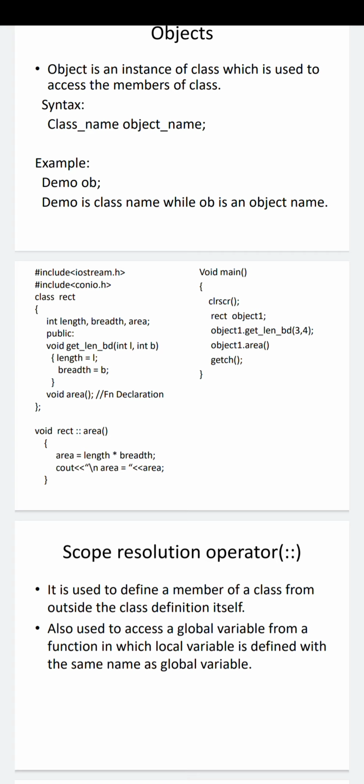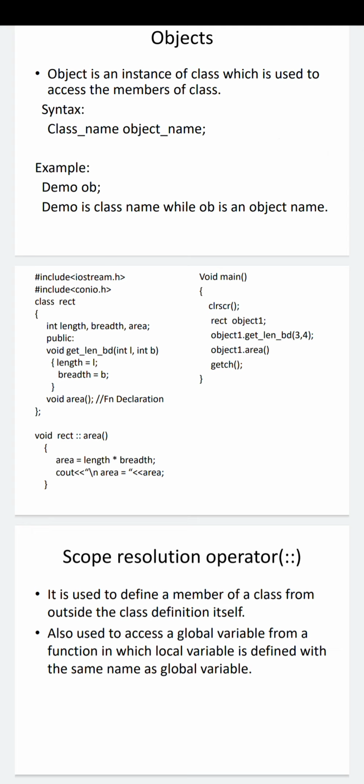So we can access these two functions with the help of this object by using the syntax object name and dot operator. So here we have written object1 dot, and then the function name get length breadth. In brackets we have passed two arguments, 3 and 4. So this 3 will be assigned to the variable L and 4 will be assigned to the variable B. Now this L and B we have assigned to the length and breadth, which are the class variables. So length is now 3 and breadth is now 4.